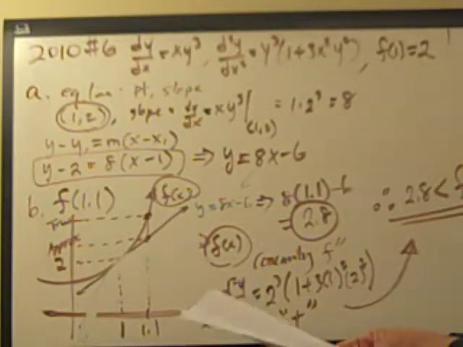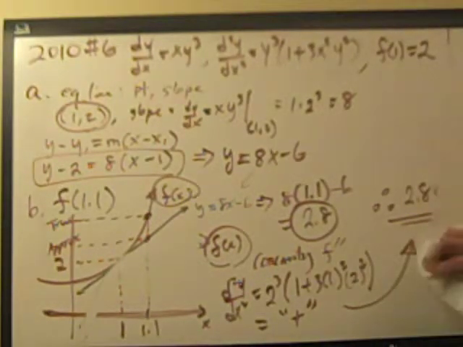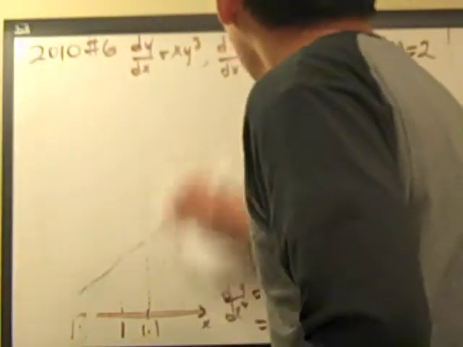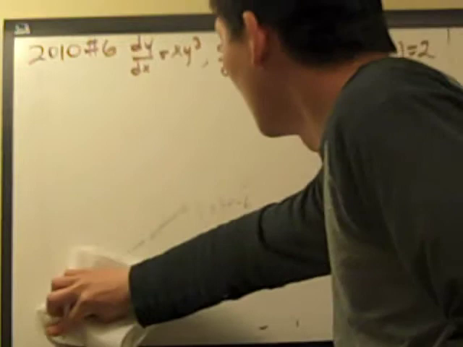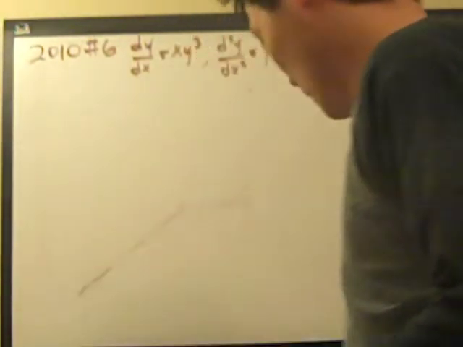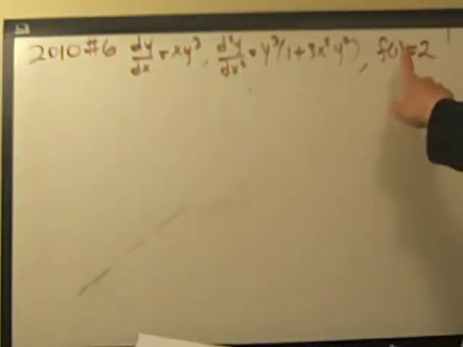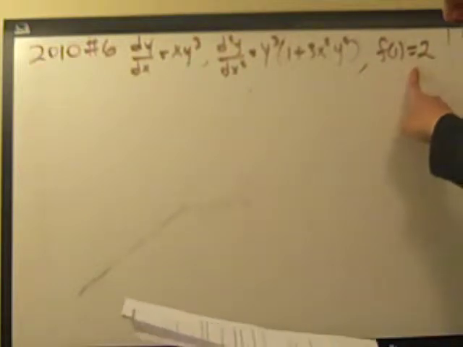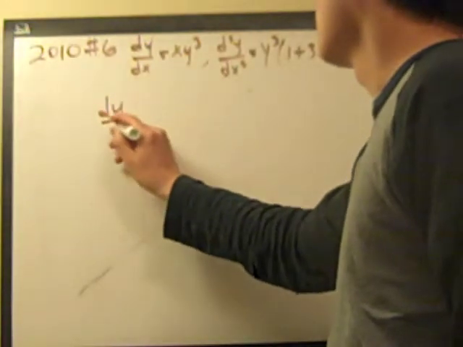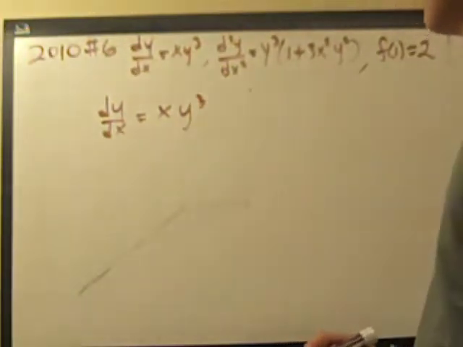Okay, so that's part B, and let's go into part C. In part C, you will find that it is exactly the same kind of problem that we've done over and over in chapter 7. Part C says find a particular solution with the initial condition of f of 1 equal to 2. Particular solution. Well, what are we talking about? Well, we're talking about solving the differential equation dy dx is equal to x times y cubed.